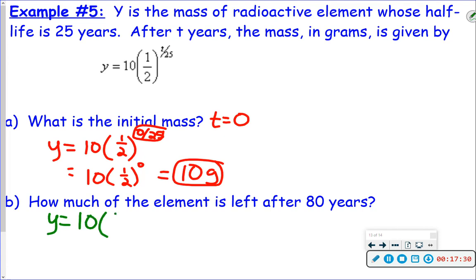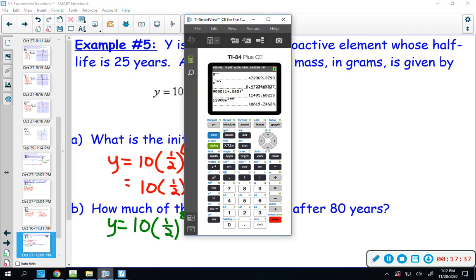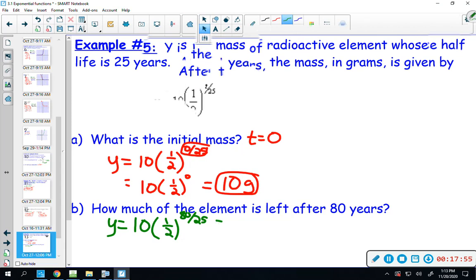So 10 times half. Same formula, but we're replacing T with 80. So let's pull up the calculator, punch that guy in, see what we get here. So 10. Now for the half, you can put 1 divided by 2. I'm just going to use 0.5, just a little easier for me to type in here. And then 80 divided by 25. All right, let's round that. I'm going to round that to 1.09. Let's go with that. And let's label grams.